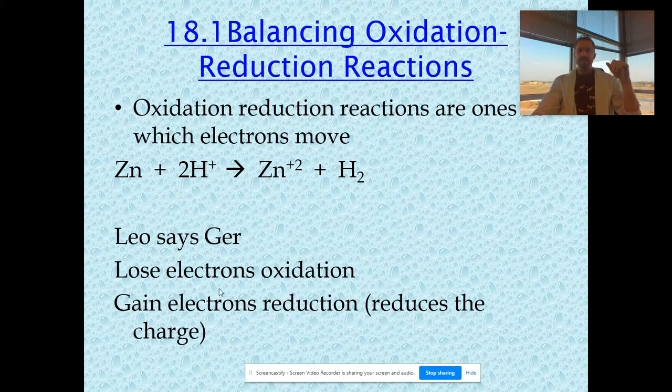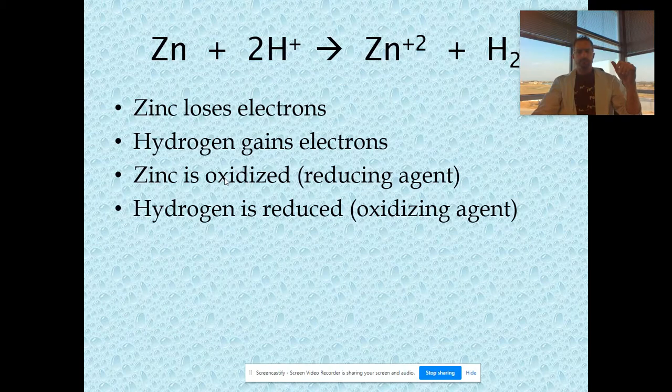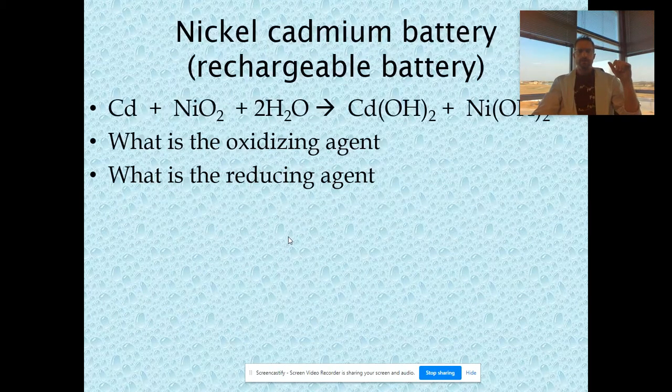If we jump to our agents, then an agent is something that forces something else to happen. So since zinc was oxidized, it was causing something else to be reduced. So zinc is your reducing agent. Hydrogen, here is your hydrogen ion, is your oxidizing agent. No, the reactant there, not the H2. The H+ is your oxidizing agent. It caused somebody else to be oxidized because it was reduced. It's just easy to get that backwards in your head at the beginning. So here's that all written out as a reminder.